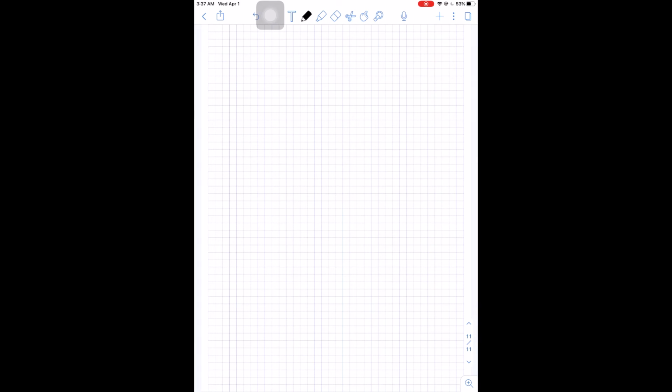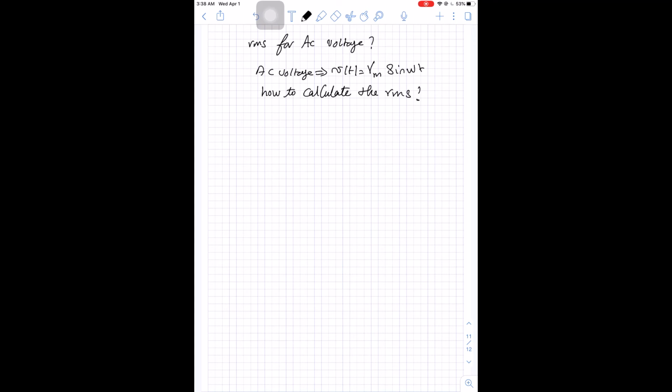So, the RMS for an AC voltage. We said that the AC voltage is a sine wave. So let's say that V of t is V max sine omega t. How will we calculate the RMS, or the root mean square? So we will calculate the RMS.